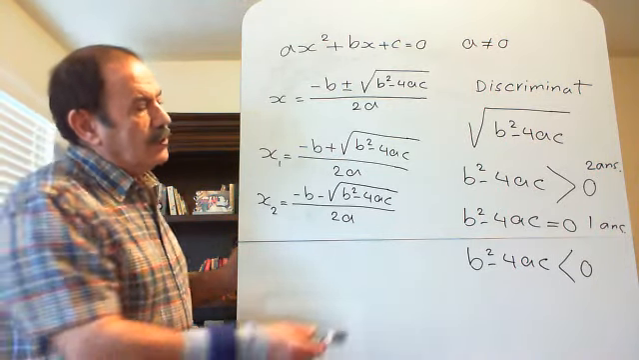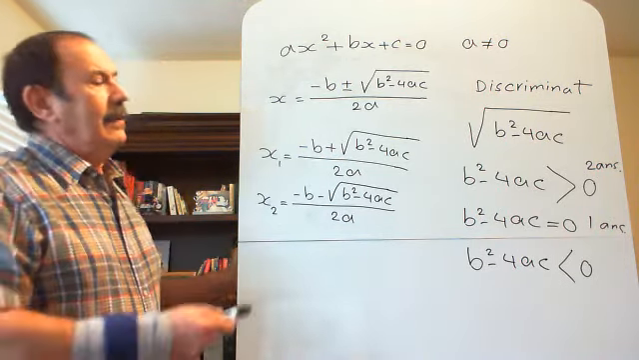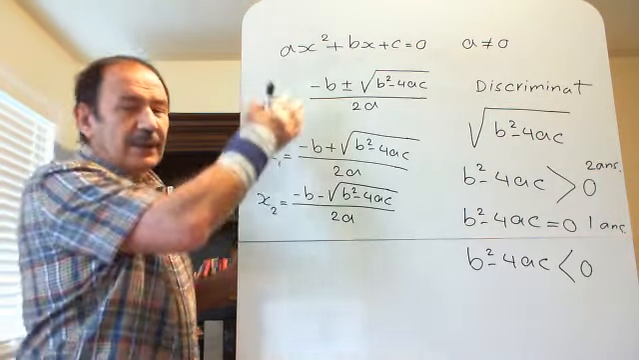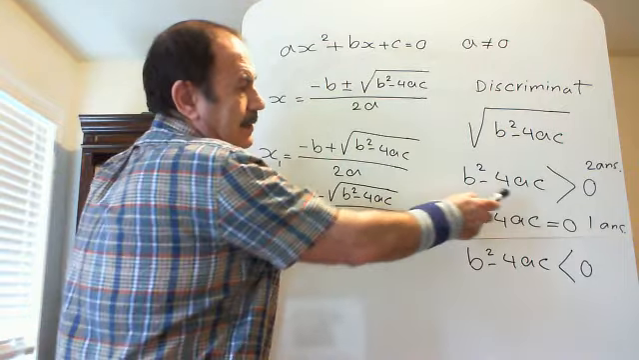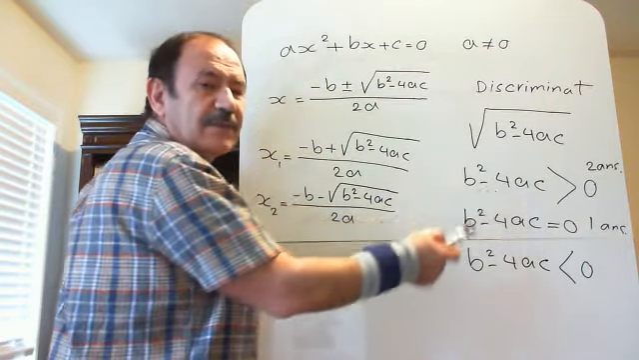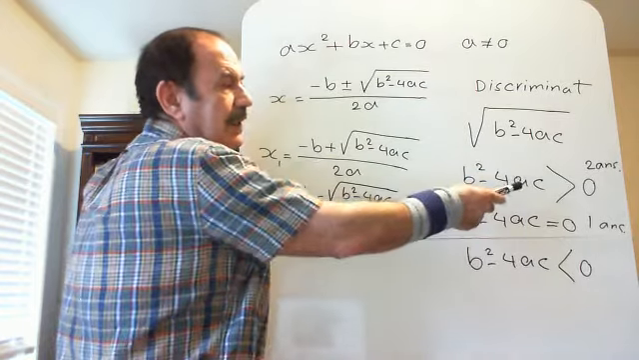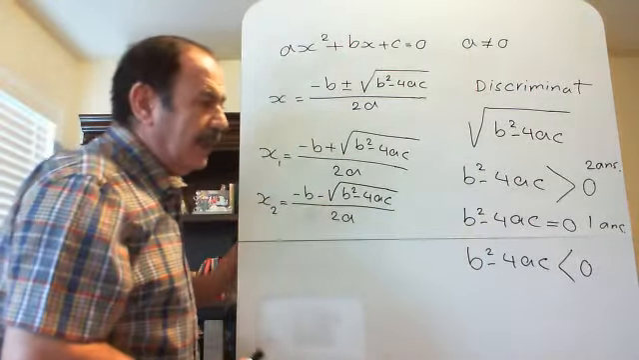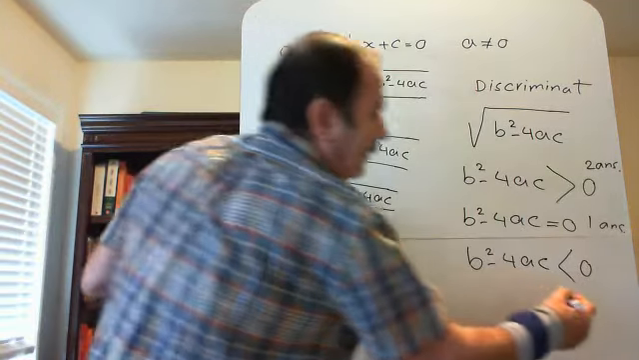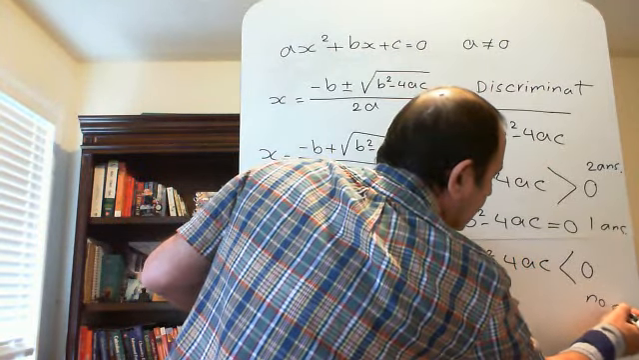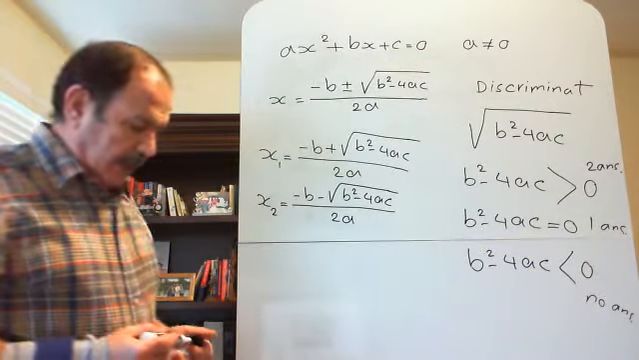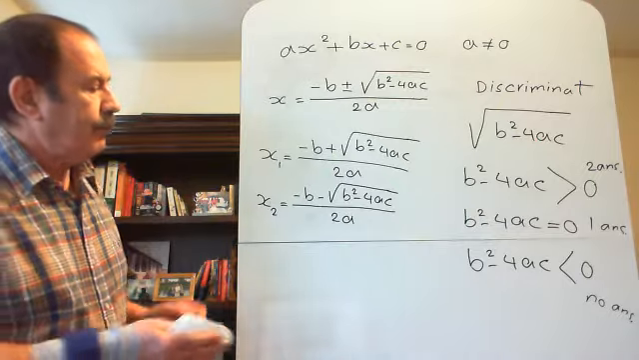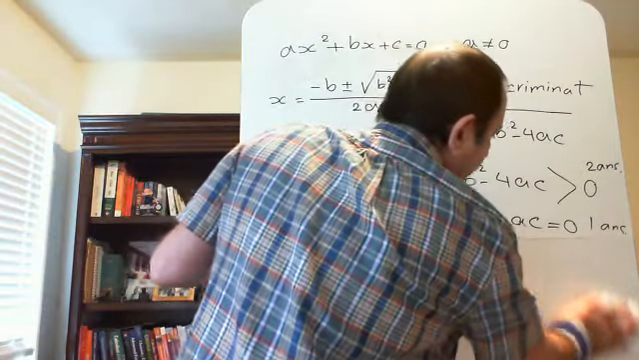So if the question asks how many answers a specific quadratic equation has, we don't need to solve it. Just look at the discriminant, b squared minus 4ac. If it's greater than 0, then we will have two answers. If it's equal to 0, we will have one answer. And if it's negative, then we will have no answer. Now, let's do some examples. Let me erase this part.